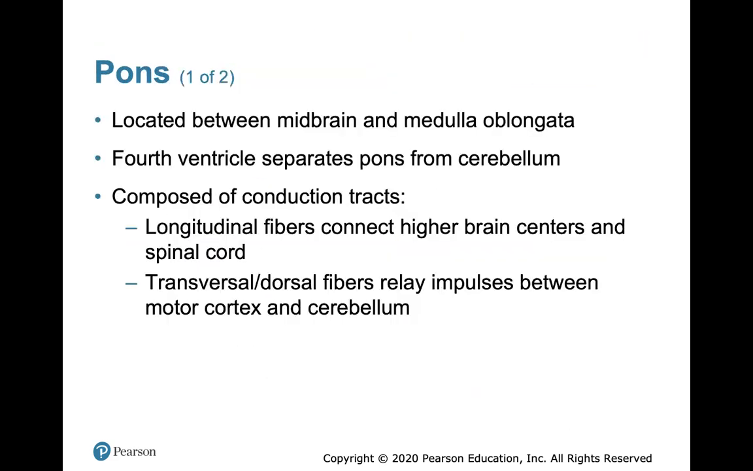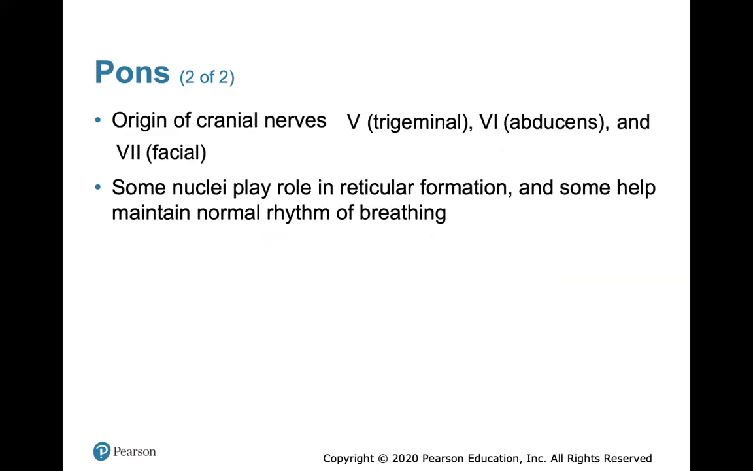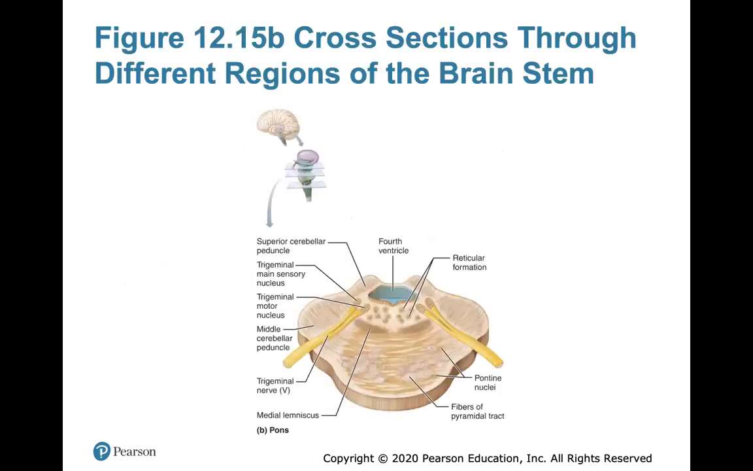All right, cross section. The pons is located between the midbrain and the medulla oblongata. The fourth ventricle separates the pons from the cerebellum. It's composed of conduction tracts that help to relay impulses from the higher brain centers to the spinal cord. The pons has the origin of many cranial nerves. And here's a look at the cross section through different regions of the brain, looking at the pons.